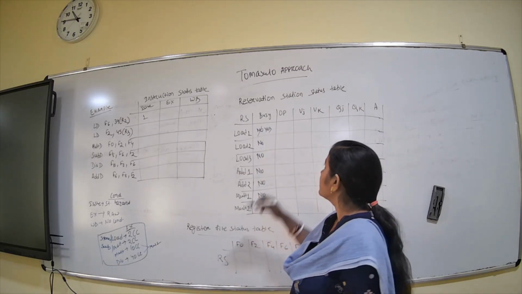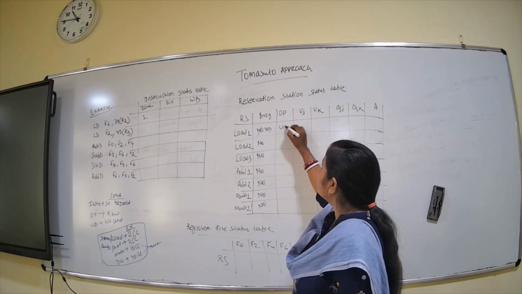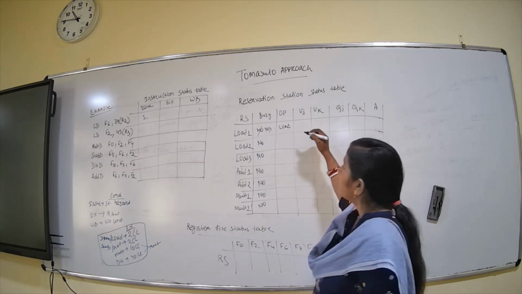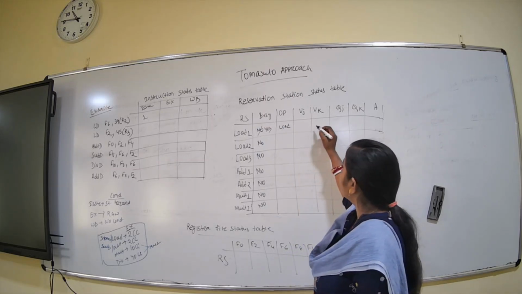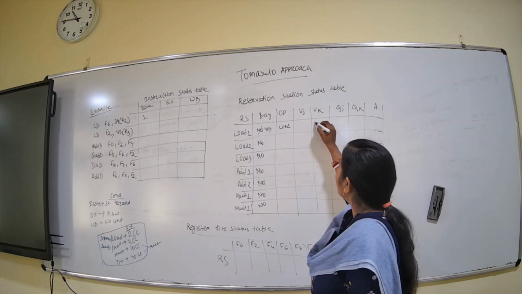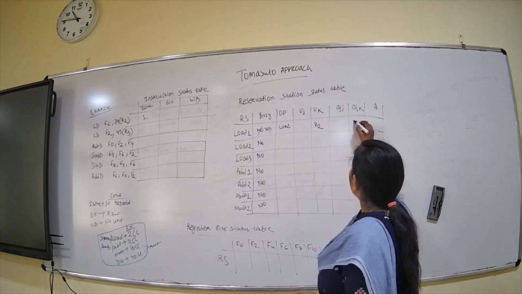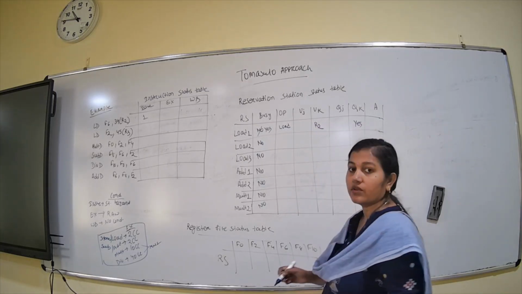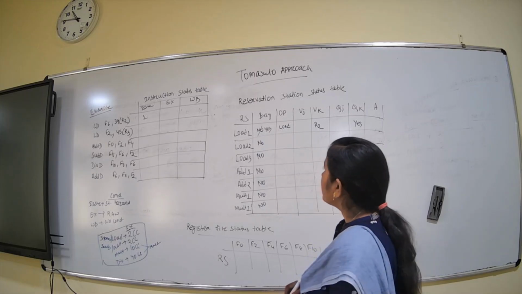So yes, busy, and the operation is load. What is the source register? Let's say R2 is available. Yes. Okay. And what is the address?